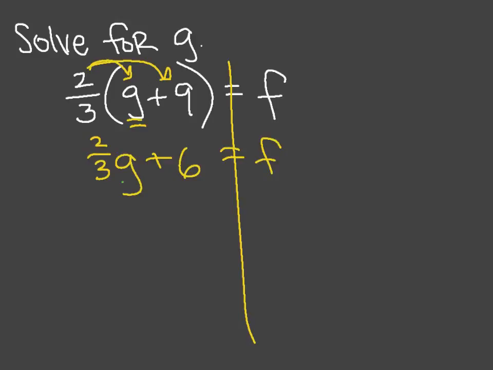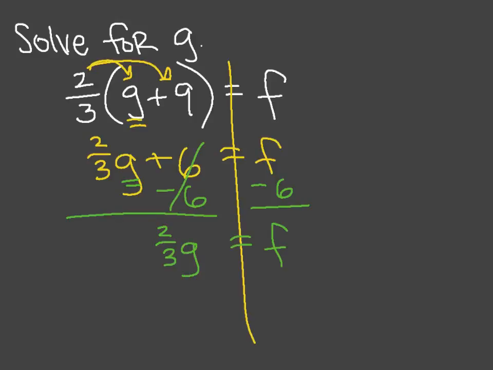Now I know that anytime I want to get a variable by itself, I should start with the number that's furthest away. So to get rid of a plus 6, I need to go minus 6. That cancels. This 2/3 G comes down. F minus 6, I can't calculate that, so that's just F minus 6.